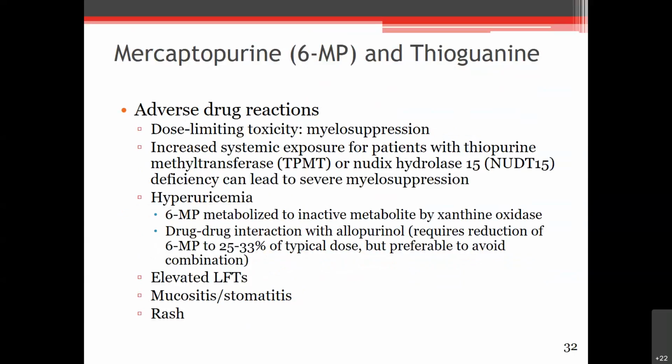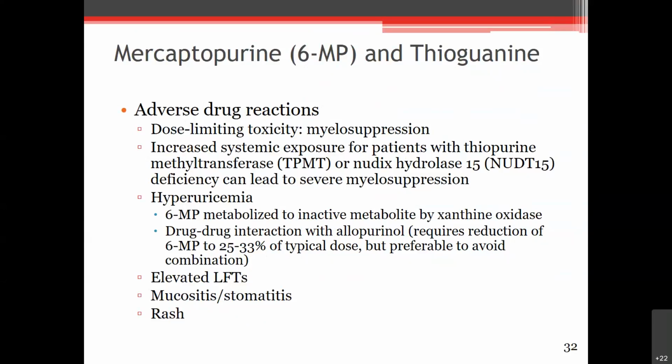Adverse drug reactions to be aware of with these medications include myelosuppression as a dose-limiting toxicity. And then it's important to know that patients who have a thiopurine methyltransferase or TPMT deficiency, as well as patients with an NUDT15 deficiency, and this one in particular is seen more commonly in Hispanic, Native American, and East Asian populations. But these deficiencies can lead to increased systemic exposure and to very severe myelosuppression.